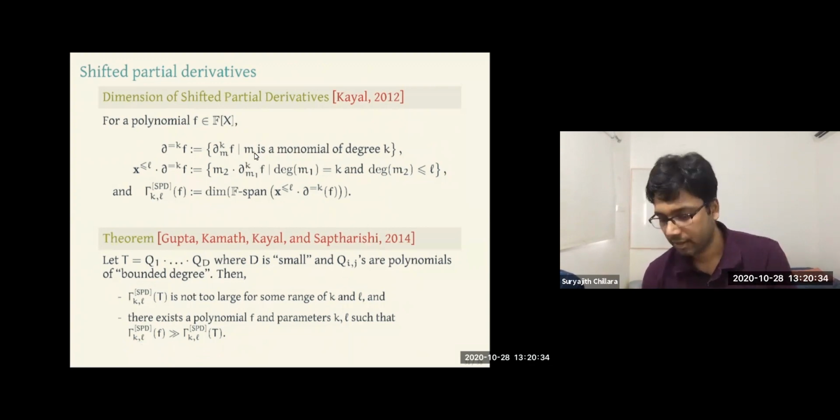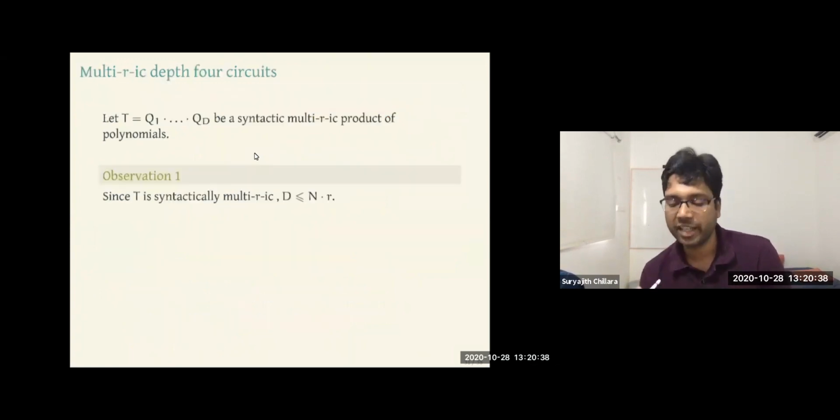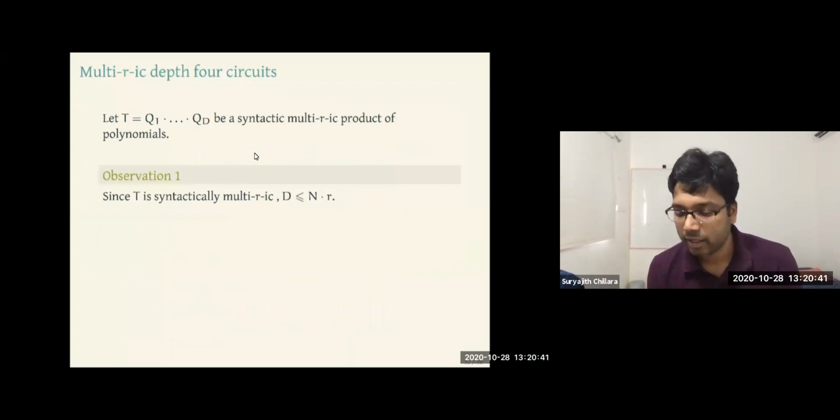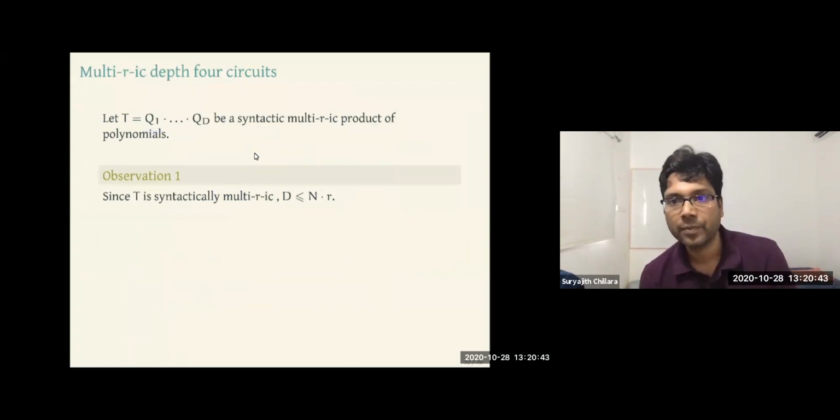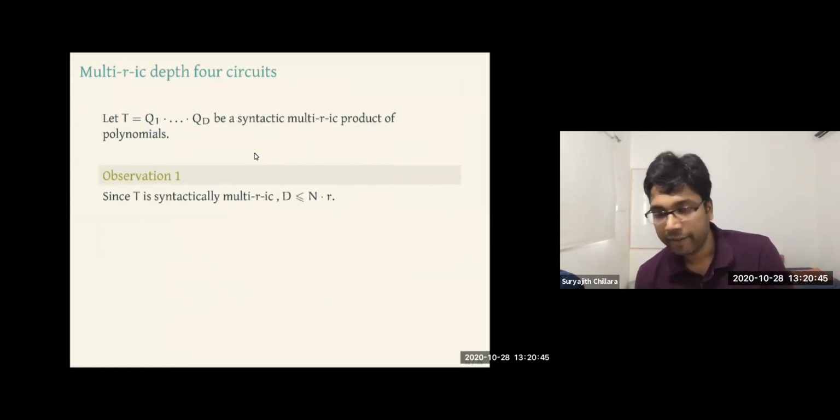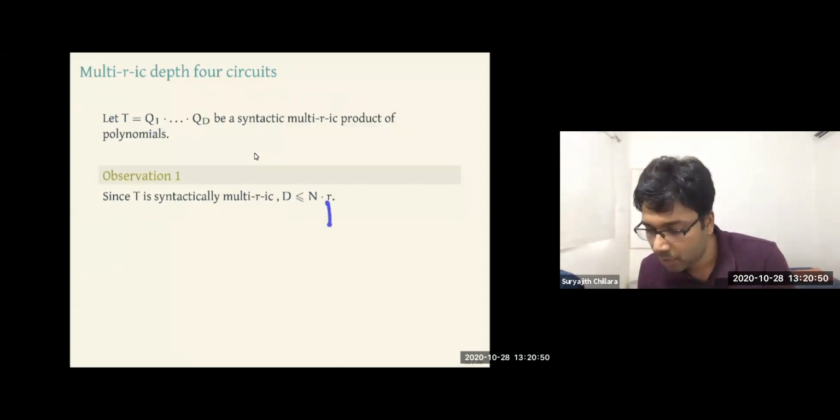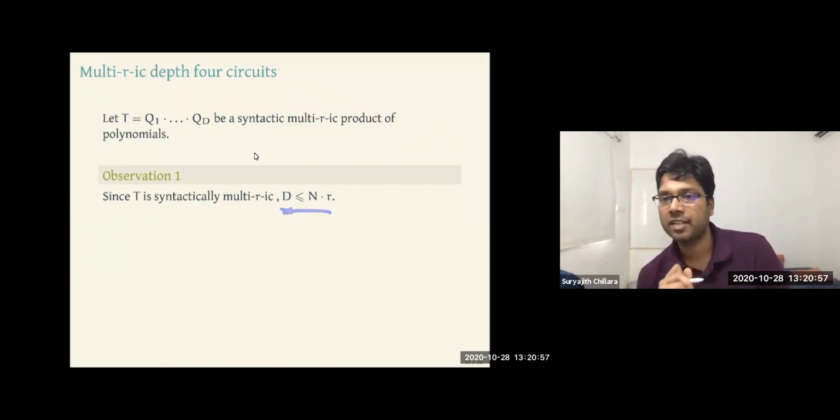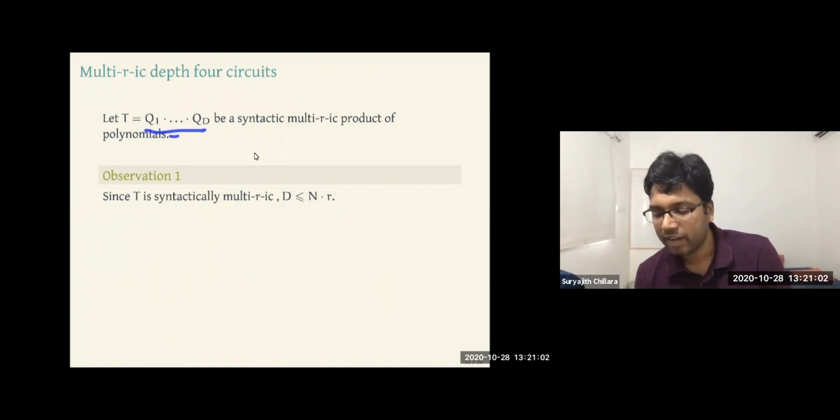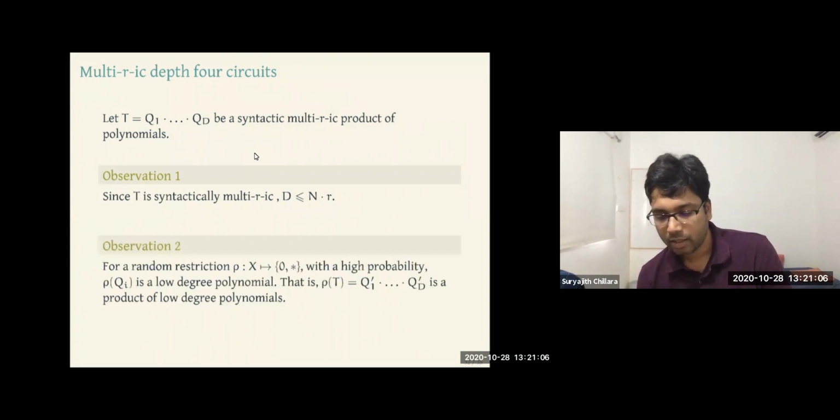So let's see what happens in the case of multi-array circuits, syntactic multi-array circuits. If you look at the product of polynomials Q1 to QD, one observation is that every variable appears in at most R of the factors. So every variable appears in at most R of the factors, and there are n variables. Thus, D can be at most n times R. So now we know that there are fewer polynomials, and then we can reduce.